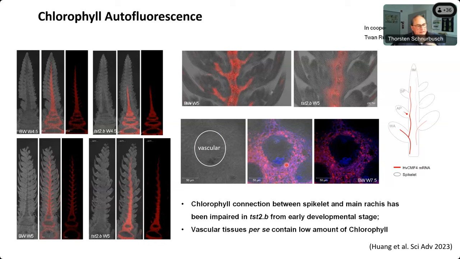So suggesting here there's a very close connection between vascularization of the spike and the presence and absence of chlorophyll or chloroplast development. So suggesting here a very, very strong link between chloroplast biogenesis, chlorophyll production, and the connectivity between, let's say, spikelet and the rachis tissue. So maybe making a link here in terms of if there's no connectivity, as we can see here, between the spikelet and the rachis, most likely there's a high chance that this spikelet will not develop and will degenerate very quickly. So this link was very clearly established in the TST2 mutant.